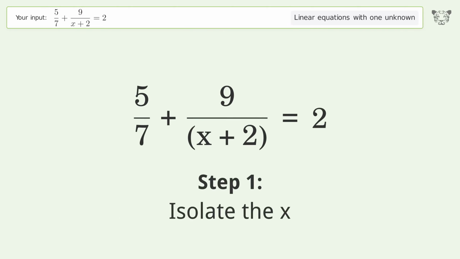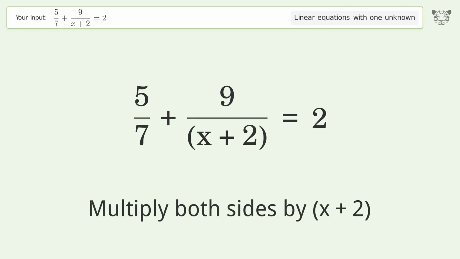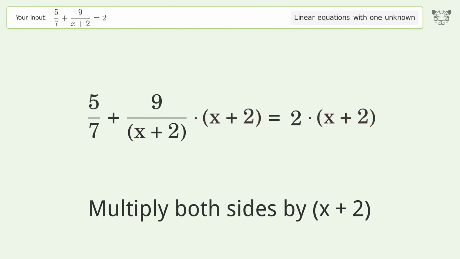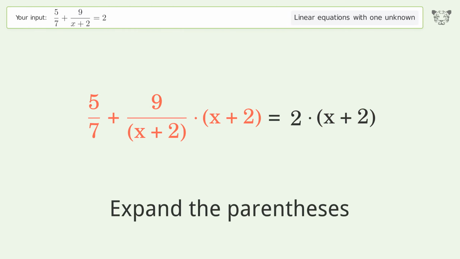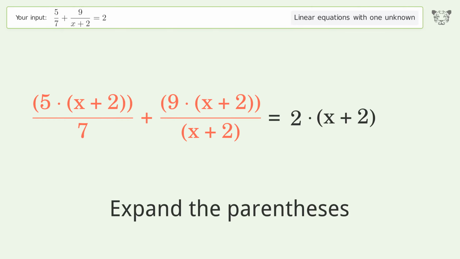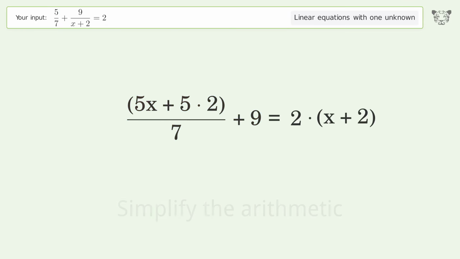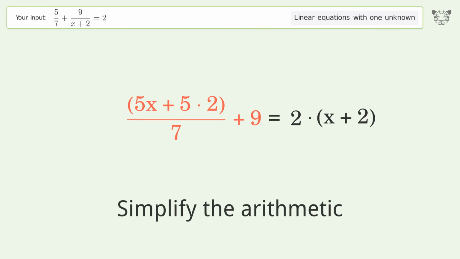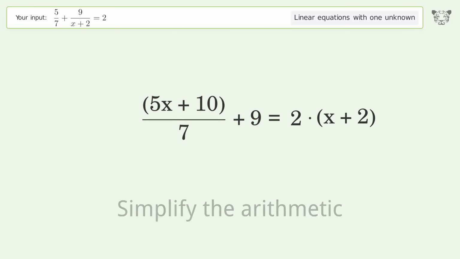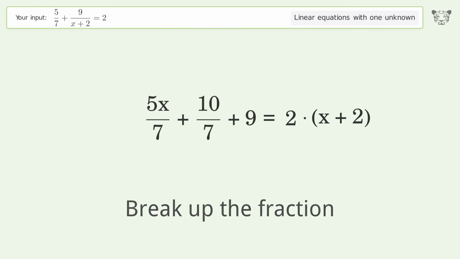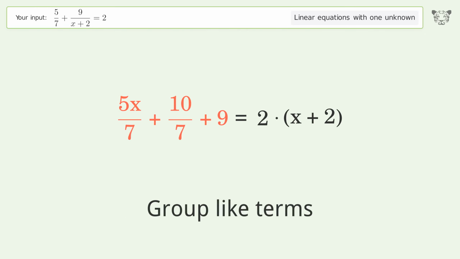Isolate the x. Multiply both sides by x plus 2. Expand the parentheses. Simplify the arithmetic. Break up the fraction. Group like terms.